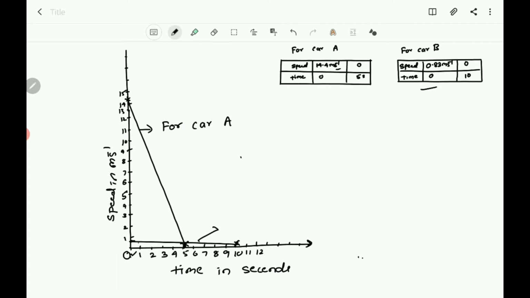So this is for car B. For car B, you got the two graphs. One is the graph for car A and the other one is the graph for car B.